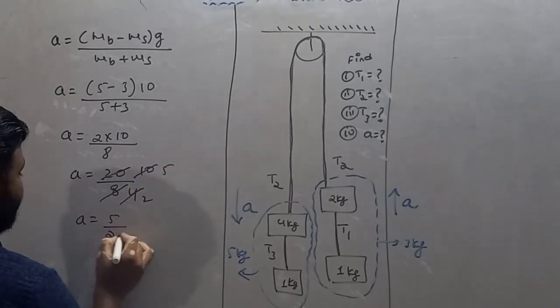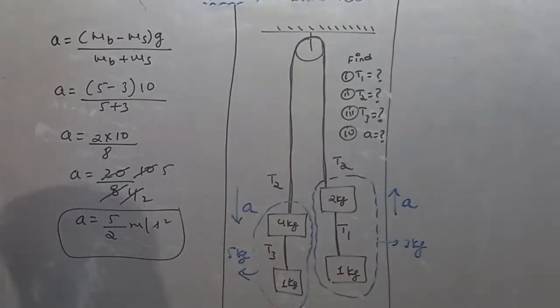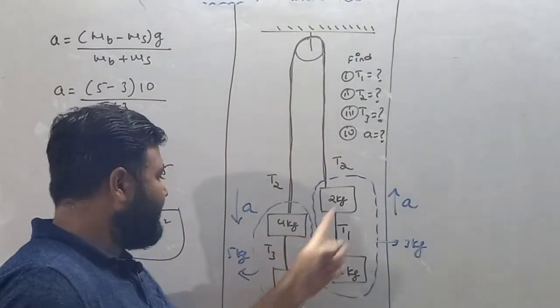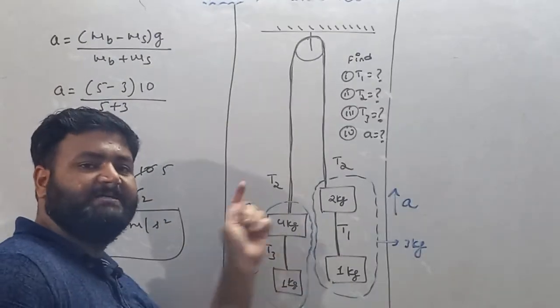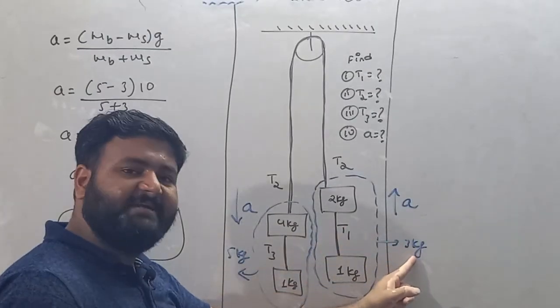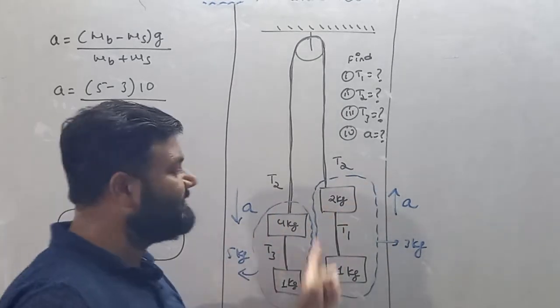Acceleration becomes equal to 5 by 2 meter per second square. I hope you all understand. You have to consider both masses together on this side, and both masses together on this side. This side total mass is 5 kg. This side total mass is 3 kg. So it is obvious that this side mass is greater than this side mass.